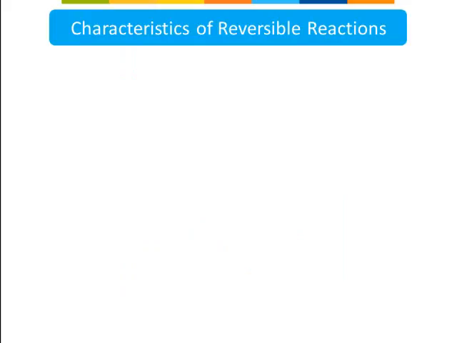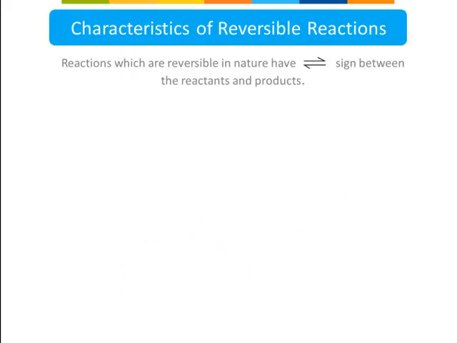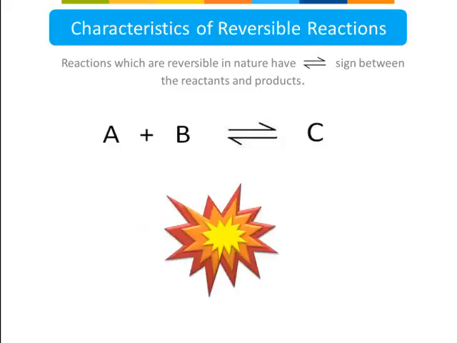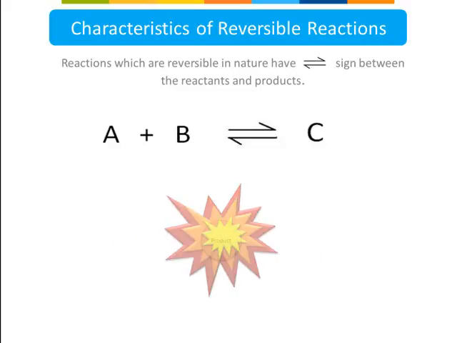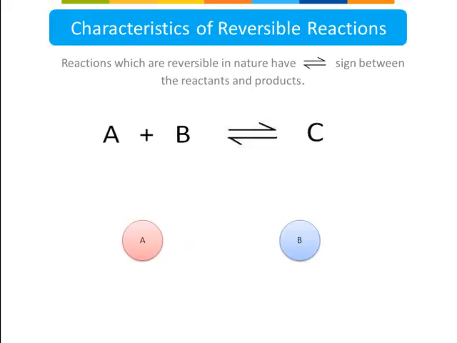Now let's have a look at the characteristics of reversible reactions. What are they? Reactions which are reversible in nature have the reversible sign between the reactants and products. A plus B can react to give us C. So here we see that reversible reactions can be reversed to get the products from the reactants and reactants from the products by changing a few conditions such as temperature or pressure during a reaction.